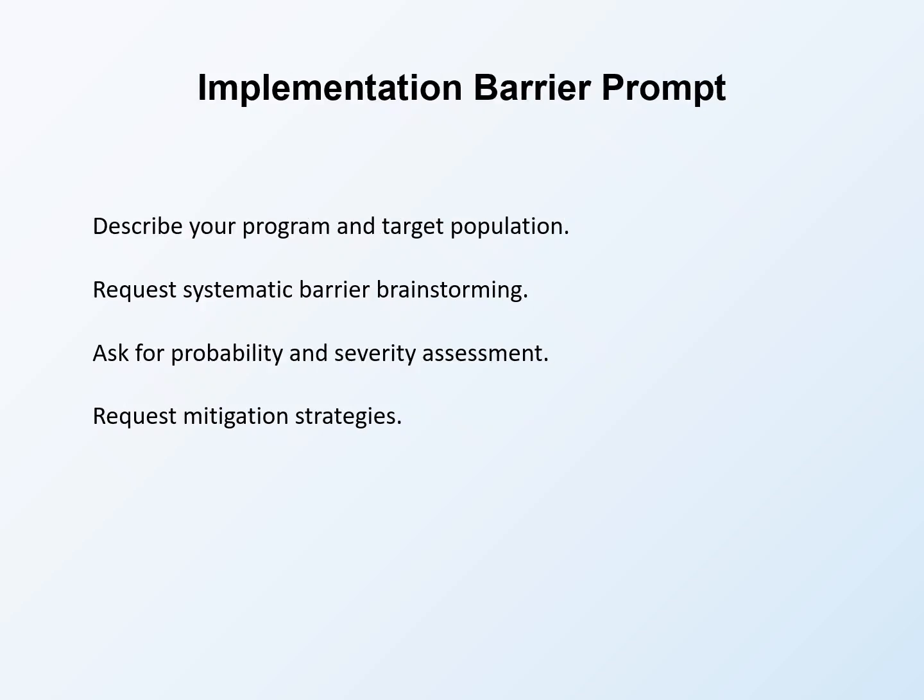Here is an effective prompt for implementation barrier analysis. Given this program designed serving low-income families in urban communities, identify the 10 most likely barriers to successful implementation. For each barrier, provide these things. First, a clear description of the potential barrier. Second, an assessment of likelihood, rated as high, medium, or low. Third, an assessment of severity if the barrier occurs, again rated high, medium, or low. Fourth, one or two specific mitigation strategies.